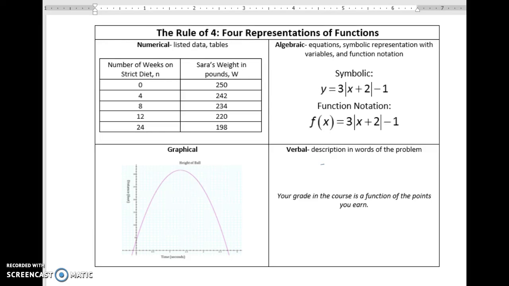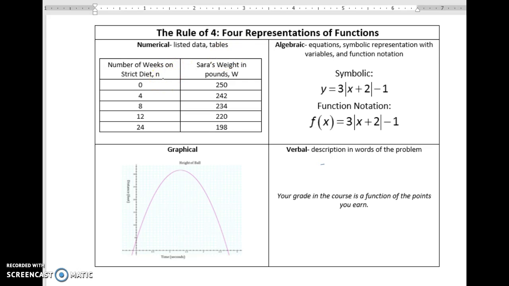As we conclude our ideas about functions, recall that there are 4 different ways to talk about functions. There's the numerical, the graphical, the verbal, and the algebraic. And so here's just an example of 4 different scenarios in which we could indicate a situation that is a function.